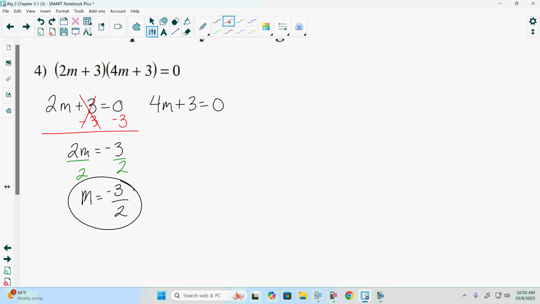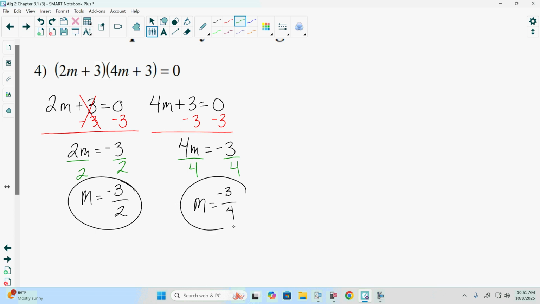Now 4m plus 3. The first thing we can do is subtract 3, telling us 4m is equal to negative 3. And just like the last one, we can divide both sides by 4, telling us m is equal to negative 3 fourths. 3 does not divide by 4 nicely. It doesn't reduce, so we can just say m is negative 3 fourths. So our two solutions for this are negative 3 halves and negative 3 fourths. Those are the two values of m that would make this function be 0. Those are the solutions.